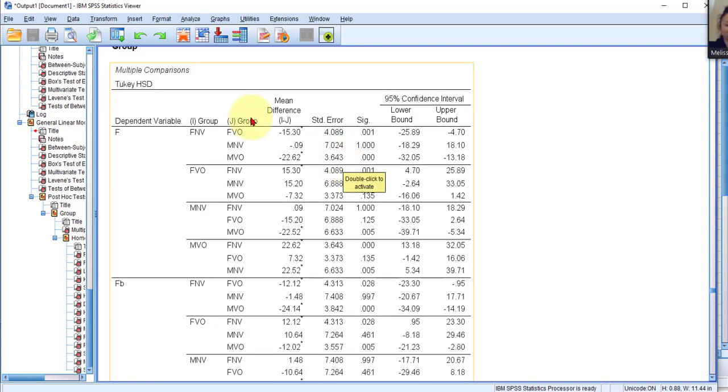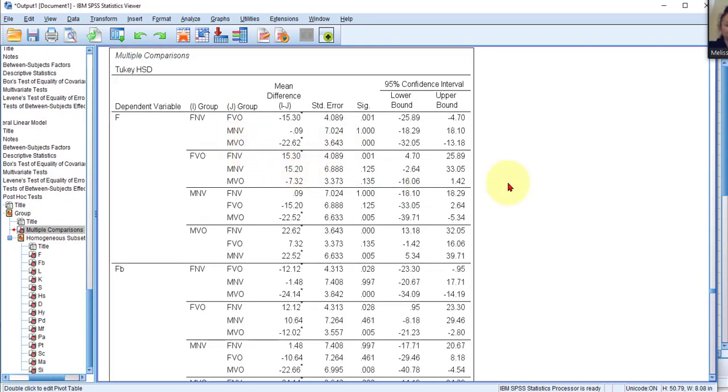Tukey, here we go. So there's F. All right. That is so much more helpful. So this is how you read it. So here's FNB versus FNBO. There's the difference, and it's significant. Yes, I love this. This is great. I understand this. Good. FNB versus MNB, not significant. FNB versus MBO, significant. See that? That's how you read them.